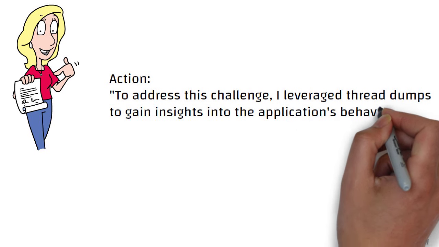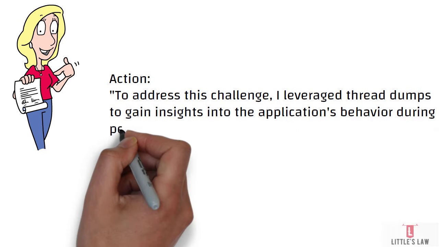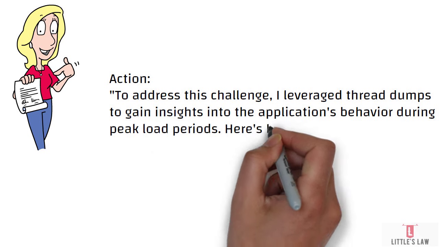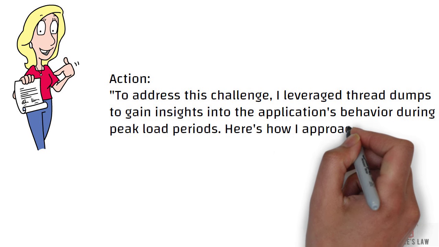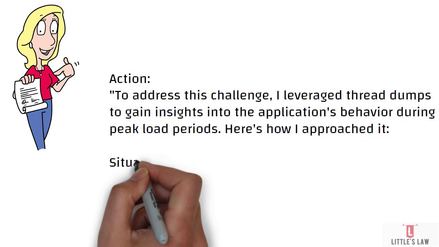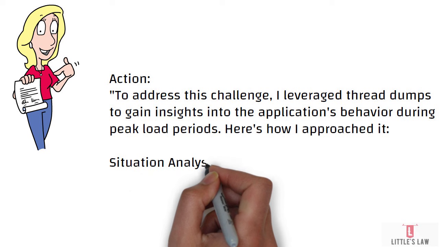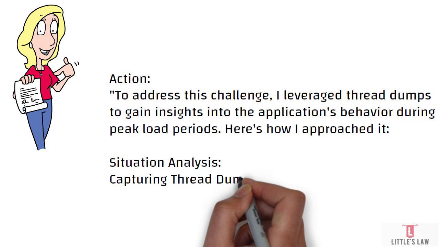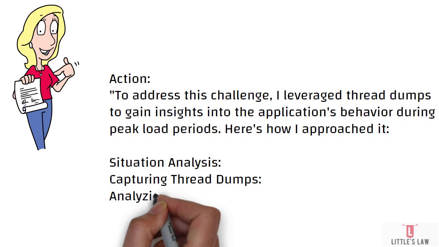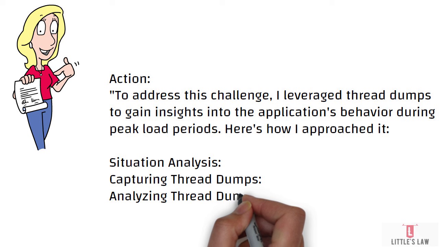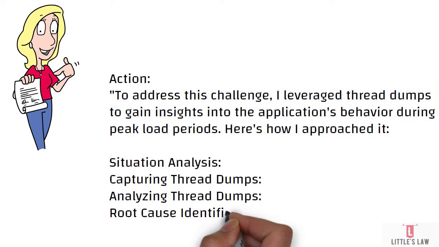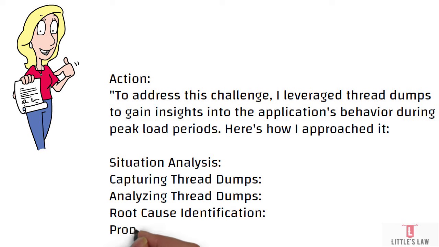So the first thing is situation analysis. I start by gathering data on when the spikes occurred and under what circumstances they were triggered. So that's my first action. And my second action is capturing the thread dumps. During peak load periods, I capture multiple thread dumps using tools like jstack or VisualVM. This involves accessing the application's running Java process and generating snapshots of thread activity. So now I have captured my thread dumps. And my third part is analyzing the thread dumps.